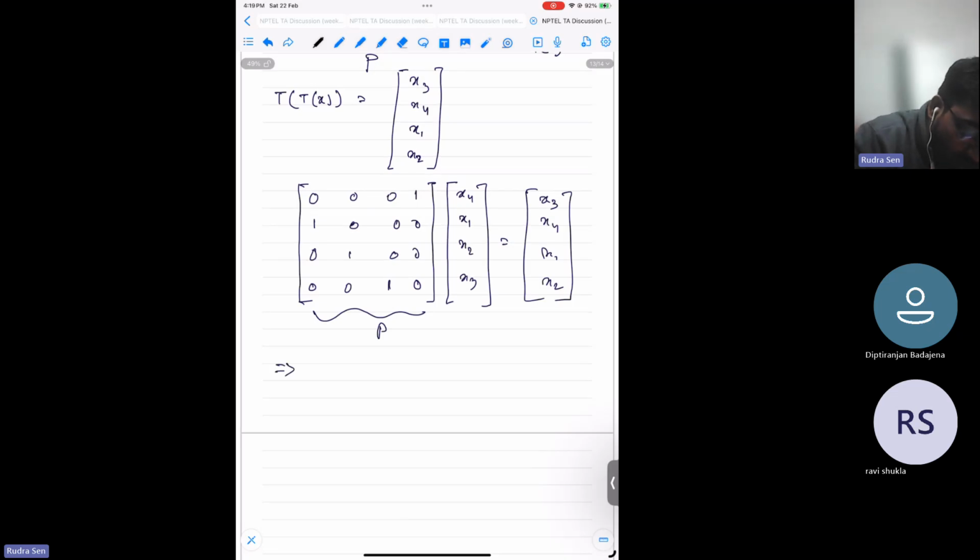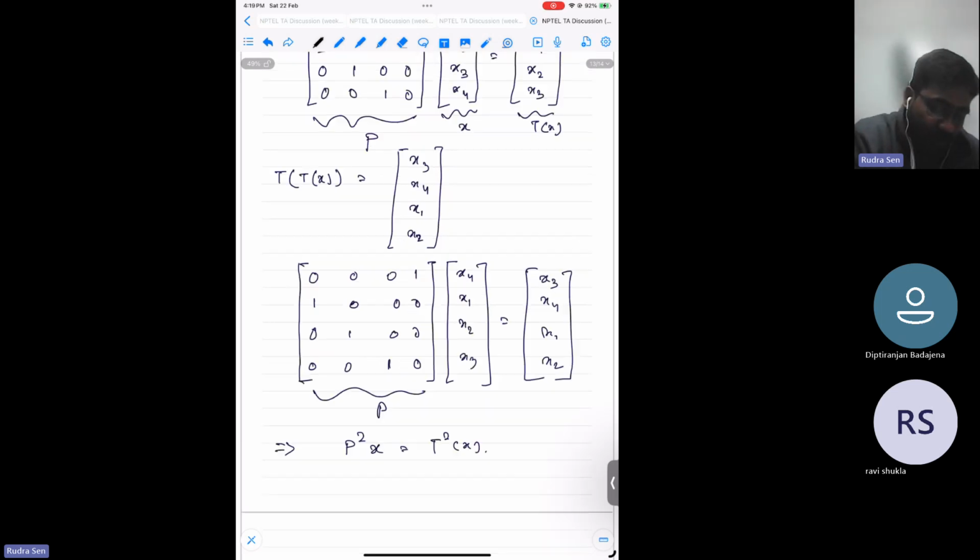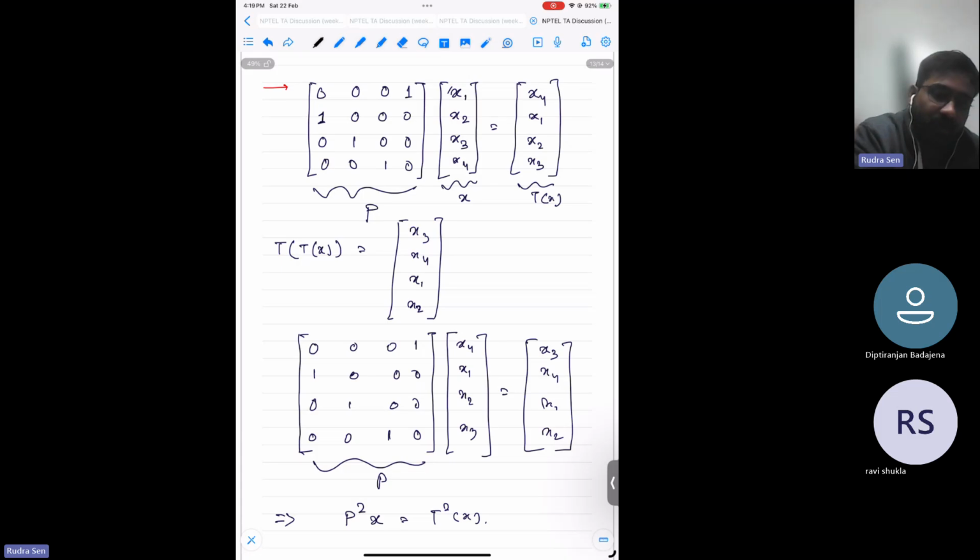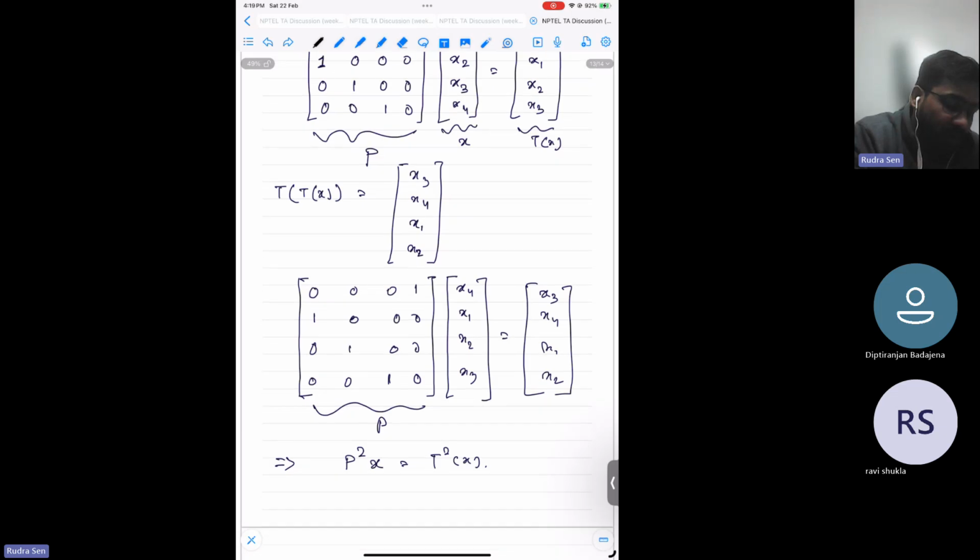So if we multiply P square with x, we will get T square of x, where x means the previous element. If we multiply P with P, we get a matrix which, multiplied with the original vector x, gives the double transformation. If we transform again, you will get x2, x3, x4, x1. And if we do the fourth transformation, you will get the identity matrix.